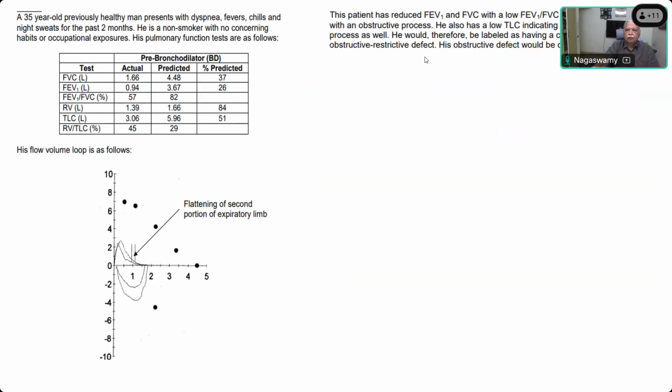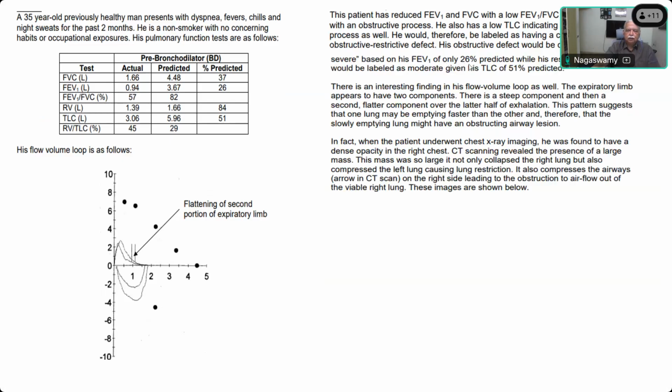Very good. And this obstructive disease can be classified as very severe based on the FEV1, which is only about 86%. There is an interesting finding in the flow volume loop as well. You can see a steep component and then a second flatter component on the latter portion of exhalation. This pattern suggests that one lung may be emptying faster than the other lung. Therefore, the slow emptying lung might have an obstructing airway lesion.